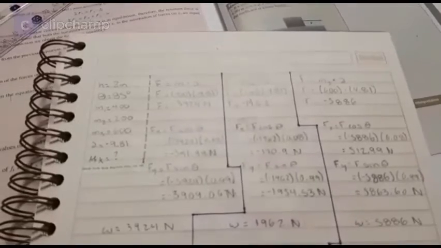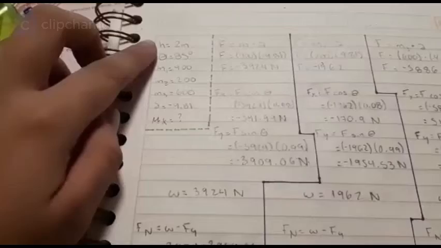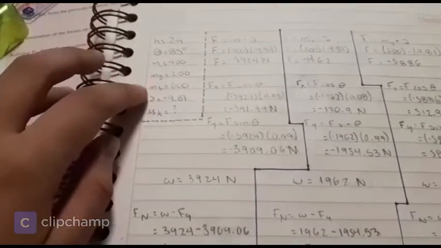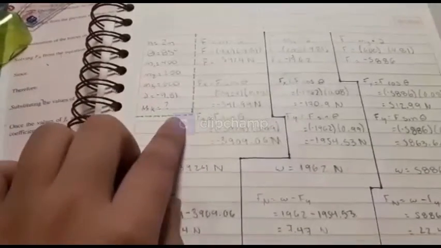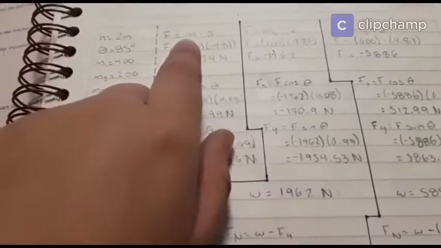Now, we're going to find the coefficient of kinetic friction. First, we have our data. This is the height, the angle, the first mass, the second mass, the third mass, and the acceleration. And here's what we are missing: the coefficient of kinetic friction.